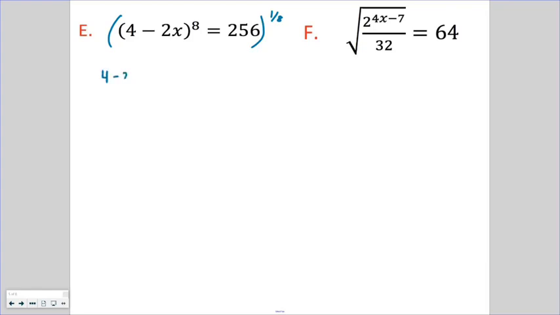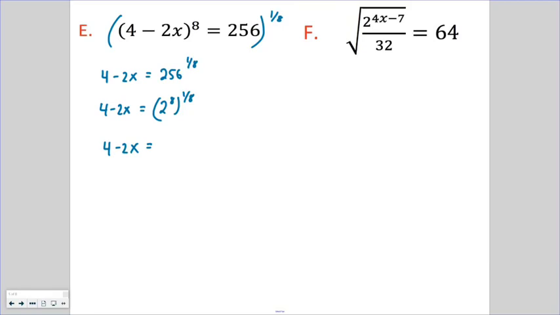That leaves us with 4 minus 2x on the left-hand side, and 256 to the power of 1/8 on the right-hand side. Now, 256, that's not in its smallest base. 256 is 2 to the power of 8. That's being multiplied by 1/8. And so this kind of conveniently happens: 2 to the power of 8 to the power of 1/8. We multiply those exponents together, we're going to get 1.